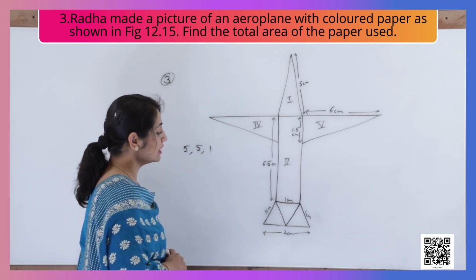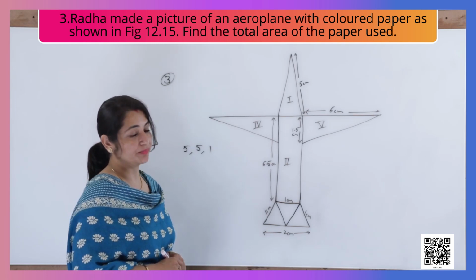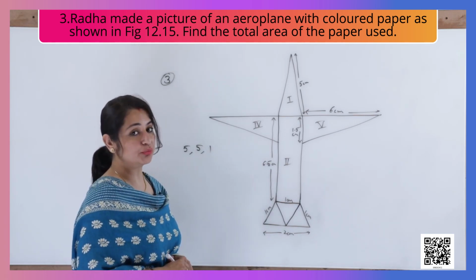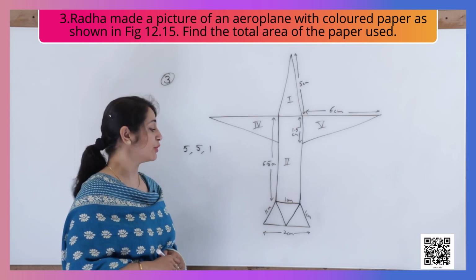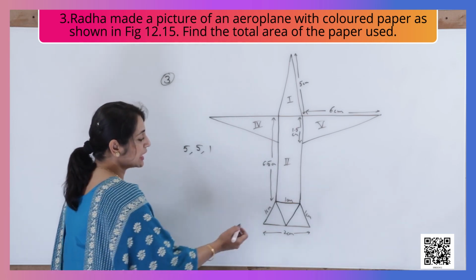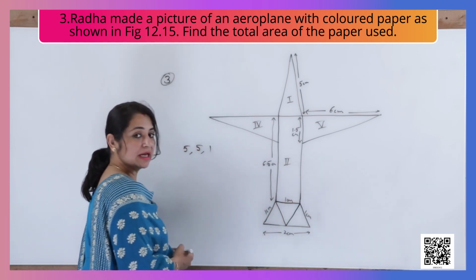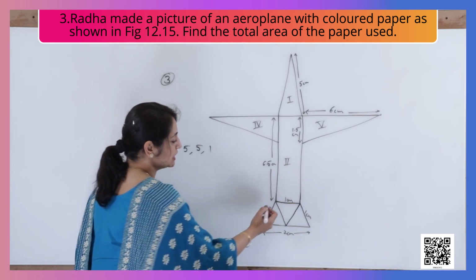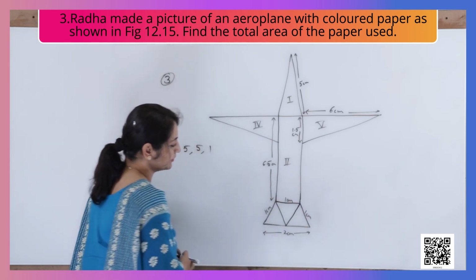We can use the formula root 3 upon 4 a square. We just saw that area of an equilateral triangle is root 3 upon 4 a square. So we will calculate the area of one triangle and multiply it by 3. So we will have the area of this part.